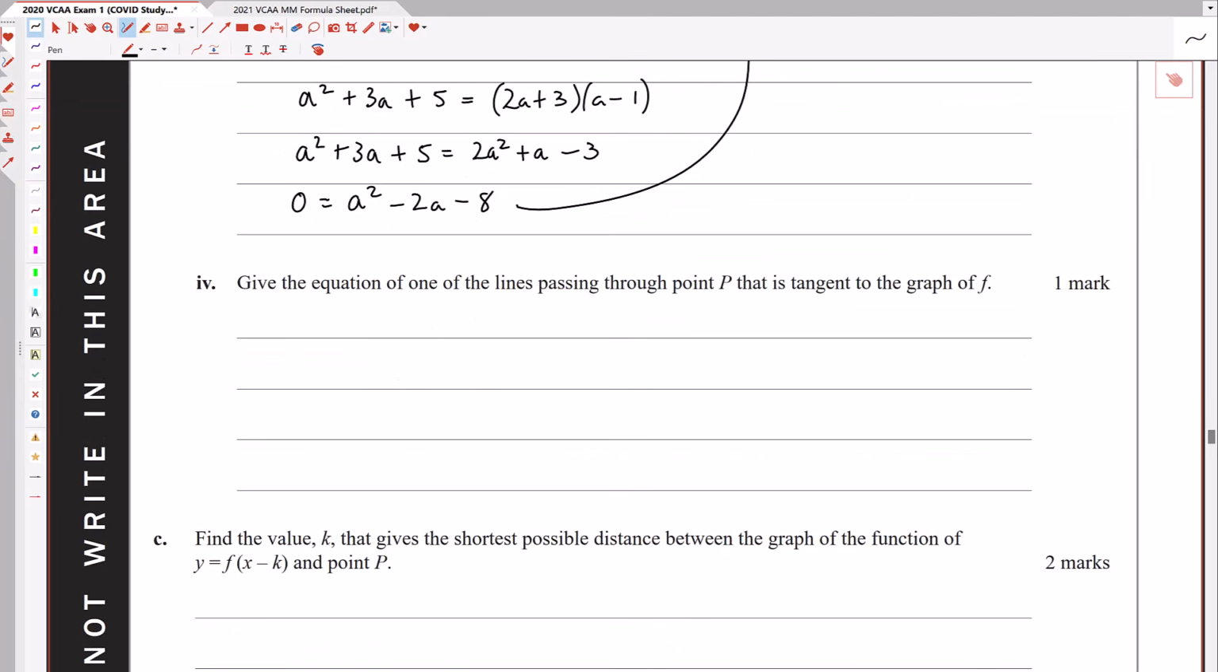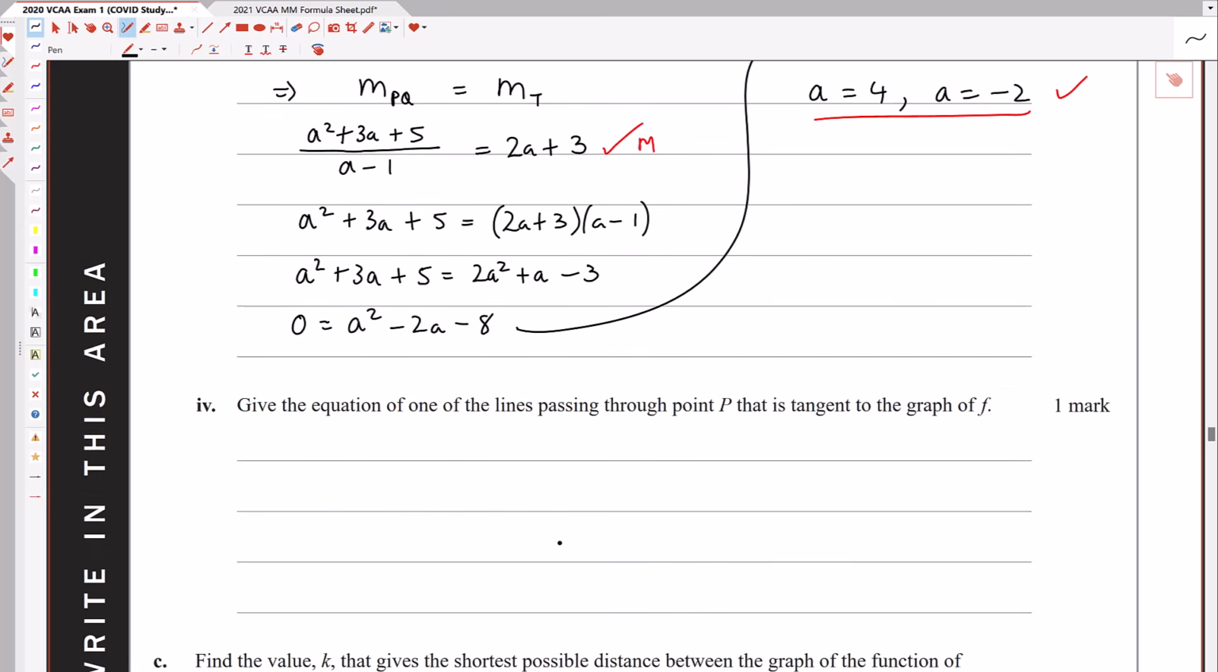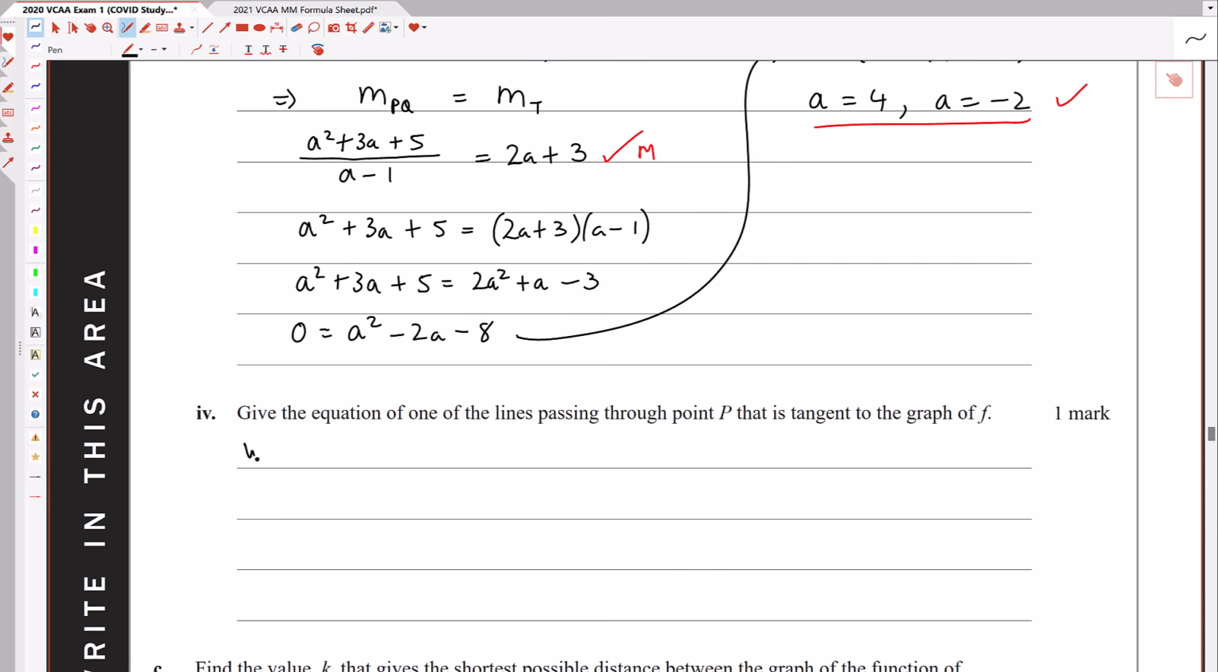Give the equation of one of the lines passing through the point P that is tangent to the graph of f. Okay, so here you have a choice. There's actually two different correct answers and you don't need to do both of them. I'll calculate both here, but you only need one to earn the mark. So when a is equal to 4, we want to give the equation of one of the lines passing through the point P that is tangent to the graph of f.